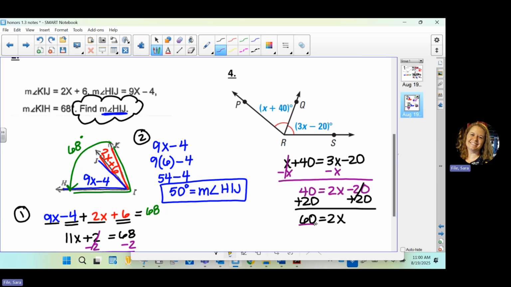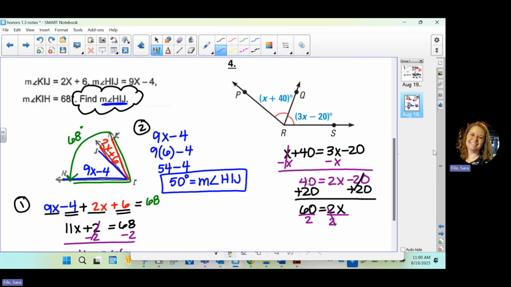Divide out the coefficient. Did it? This one actually did not specify. That was my bad, I guess, in making the notes. I don't want us just to find x though. X is 30. That's fantastic. We need that, but we want to know the size of the angles.